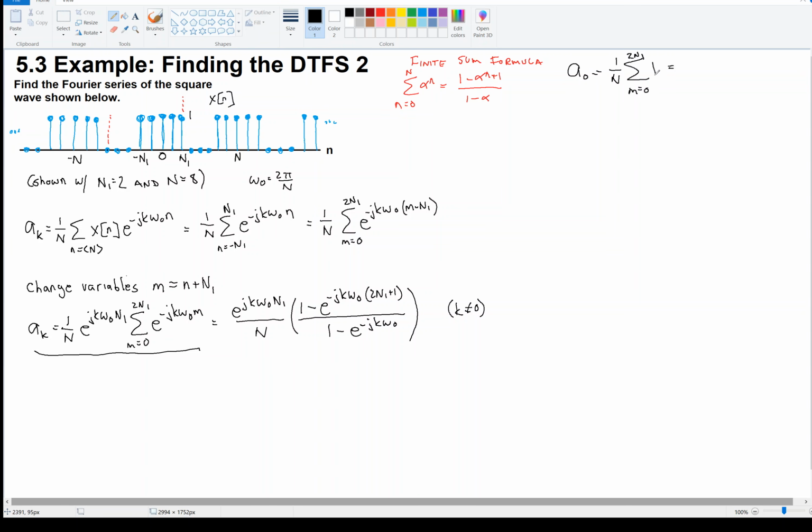The answer is, well, if I add 1 to itself, how many times am I adding 1 to itself? I'm going from m equals 0 to 2n1. So because I'm starting at 0 and not 1, I'm actually adding 1 to itself 2n1 plus 1 times. So that sum is equal to 2n1 plus 1. And so we get A0 is equal to 2n1 plus 1 over n.